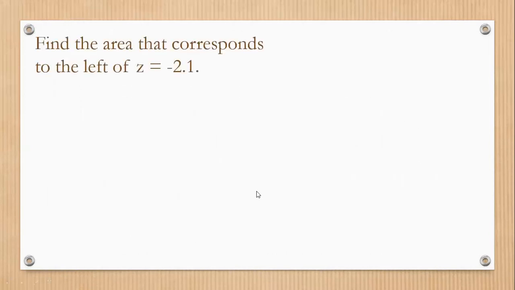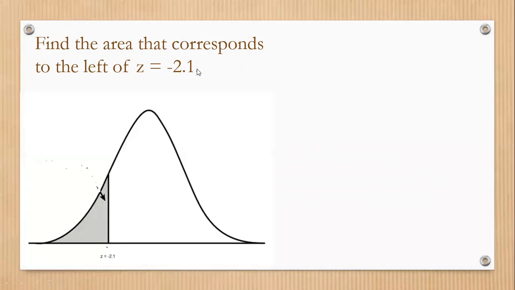So how do we do that? Let's say, for example, you're asked to find the area that corresponds to the left, remember the word left, of z equals negative 2.1. As suggested in the steps, first you need to draw your curve, or the normal distribution. Then this line corresponds to z equal to negative 2.1, and we are asked to find the area to its left. So this is the shaded region, right?